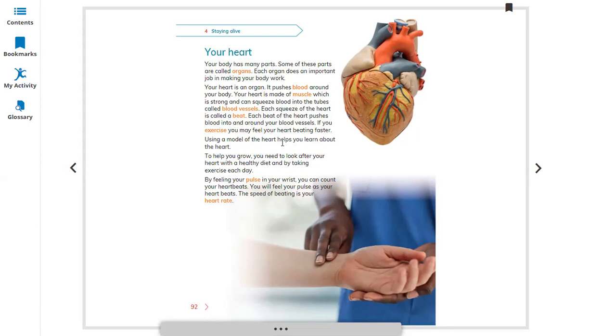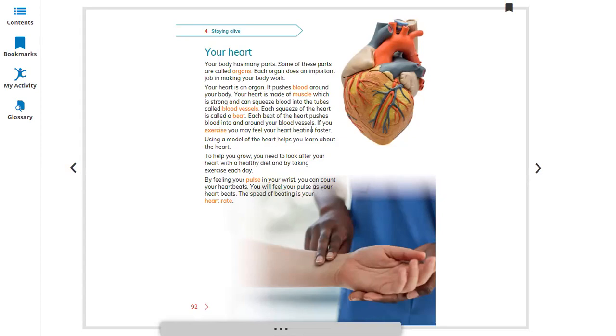So you can check your pulse or your beat, how many times in a minute. It's normal, 50, 60 until 100, less than 100 in a minute. If you're running or doing exercise, it increases, but at normal it's 50 or 60. I'm talking about your heartbeat rate. Each beat of the heart pushes blood into and around your body vessels.